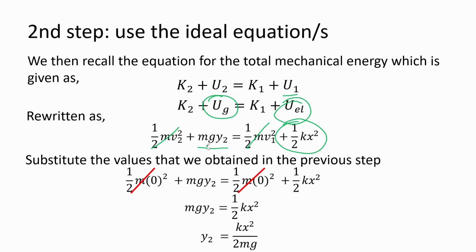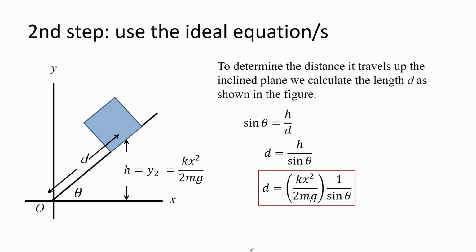But here, ang concern nato is ang initial and ang final position. So, the equation now is reduced to these two terms here. mgy2 is equal to 1/2 kx squared. Rewriting the expression, y2 is equal to kx squared over 2mg. This is just the height. The height, dili ni siya ang distance traveled. So, we have the height here sa y2, but we want to know ang distance here, ang traverse niya.